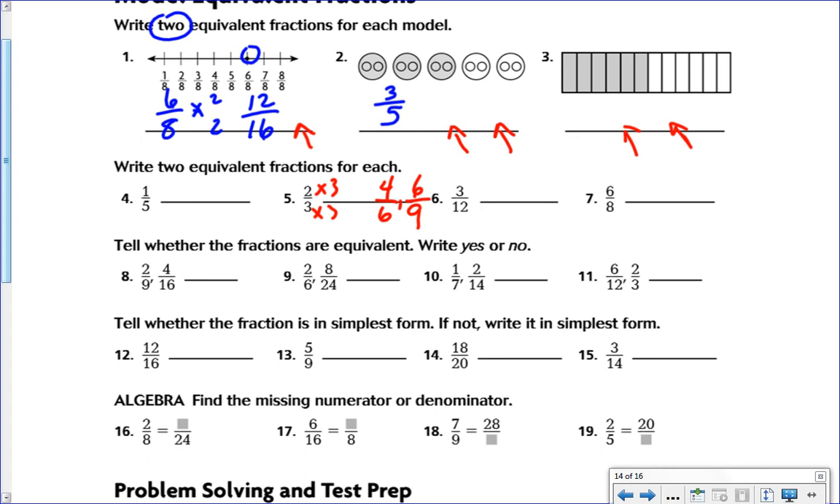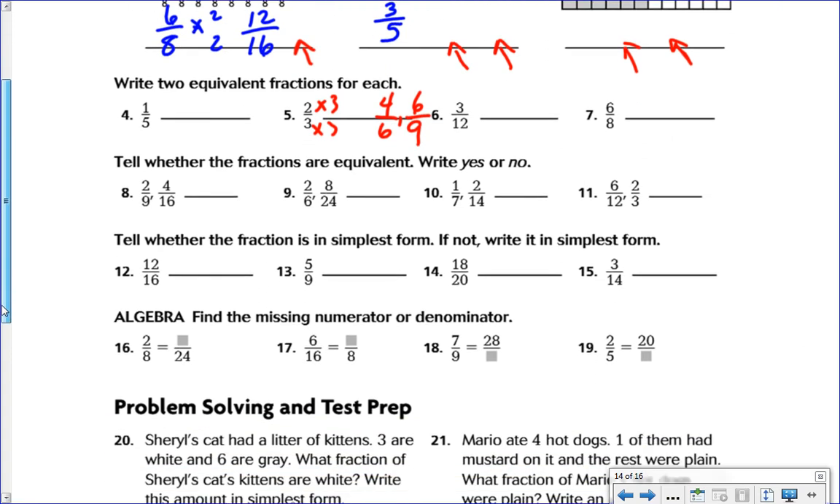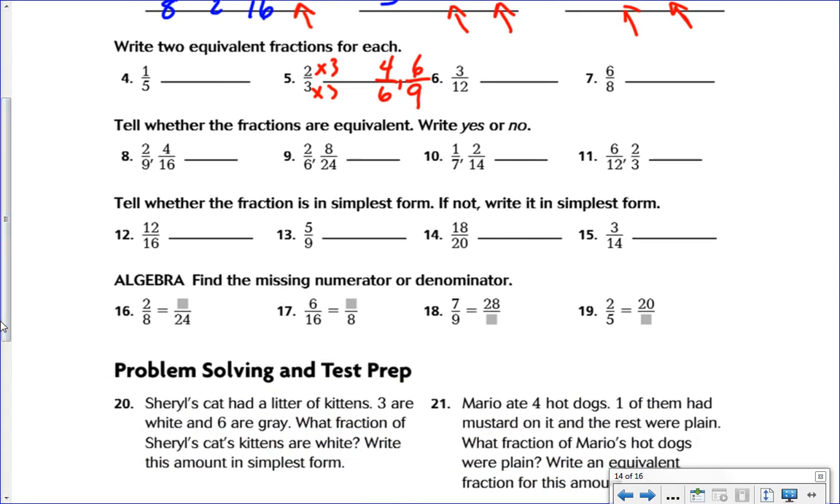All right, so down here they want to know whether the fractions are equivalent, right? Yes or no. Let's start with number 9. If I go 2 into 8, so 2 times 4 is 8. Is 6 times 4 24? Yes, it is. So yes, that would be an equivalent fraction. So figure out either the numerator or the denominator, if it can go into or multiply or divide either one, and then see if the bottom does the same.